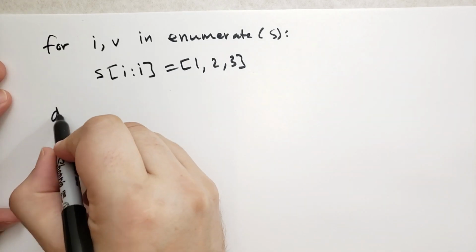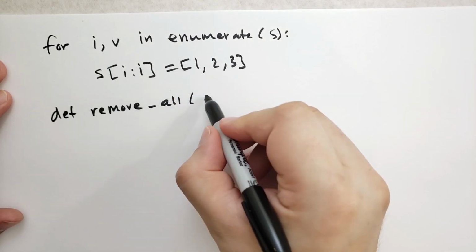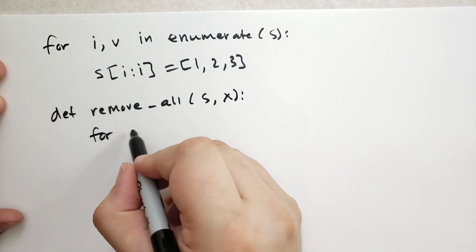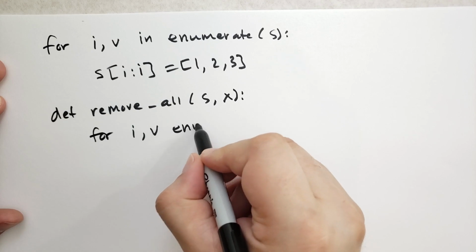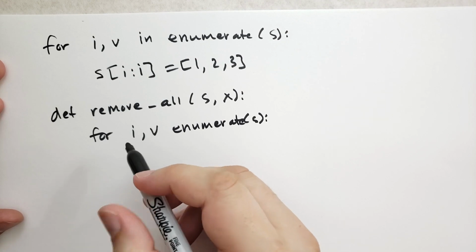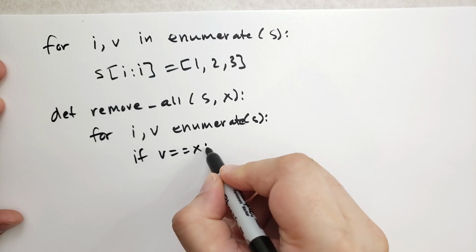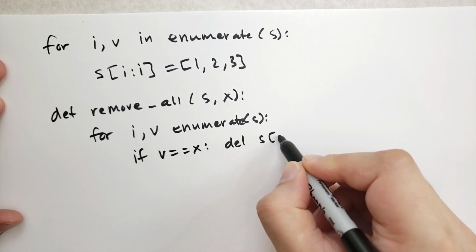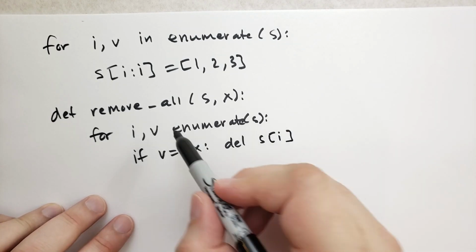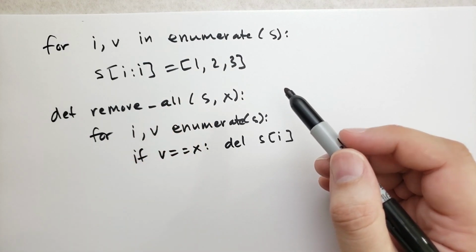For instance, I've done something like this many times. So let's write a remove all function. We're going to take some sequence s and we're going to remove the elements x from it. And so we'll just iterate through this sequence, and we will remove those elements. So we're going to say if v is the same as x, then we're going to delete that ith element. We could use pop as well. Now the problem arises because as we delete the element, it's going to look at the next element and it's going to skip the element that was actually next.